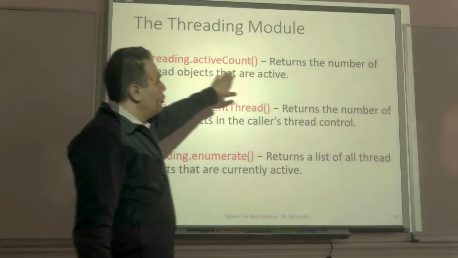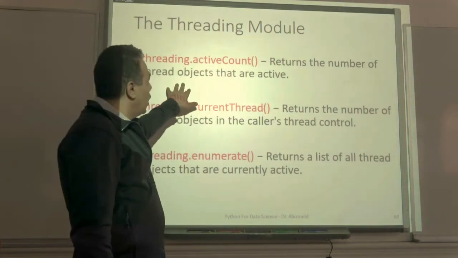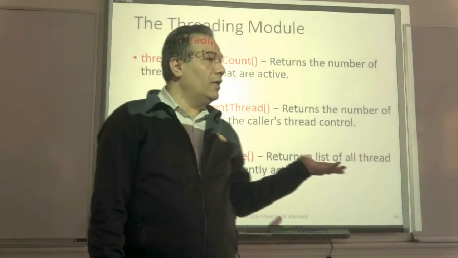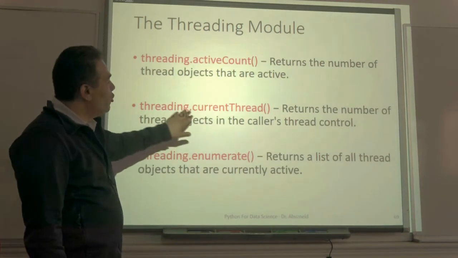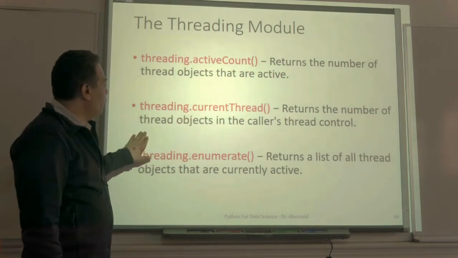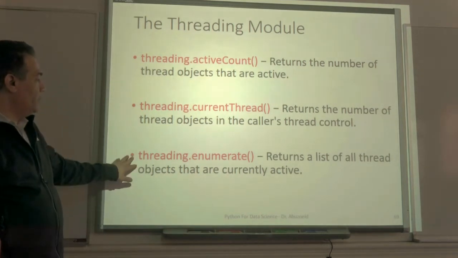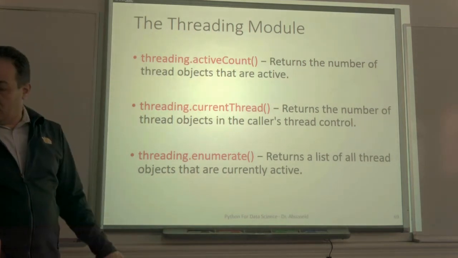Threading.activeCount returns the number of thread objects that are active. Could have 5, 10, 20. Threading.currentThread returns the number of thread objects in the caller's thread control. And, you know, you could list the threads.